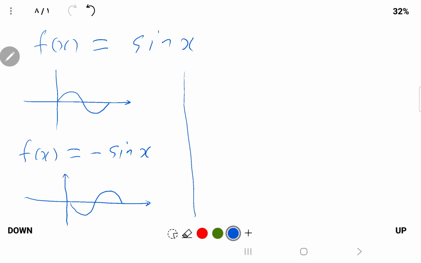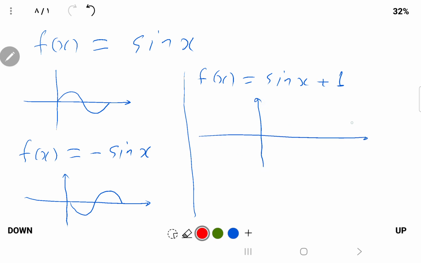Now, what's going to happen to the parent function if you add 1 to the parent function? So let's say we have f(x) is equal to sine x plus 1. In this case, the parent function will be shifted 1 unit upward, and it would become like this. So here, in this case, the middle line is y equals 1. And then the function would be like this.